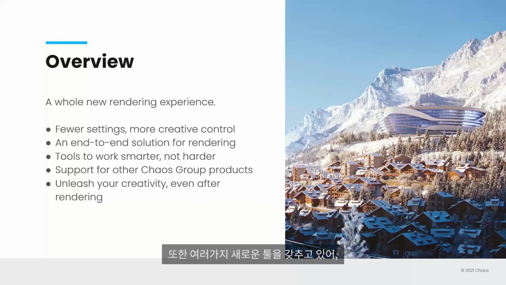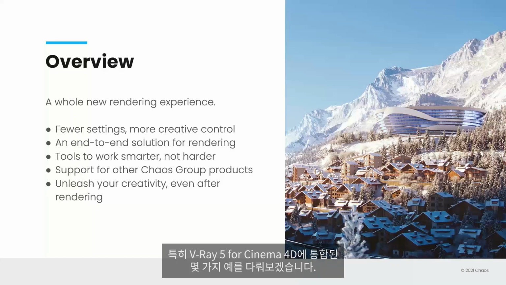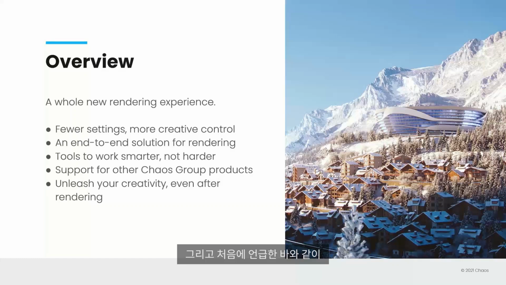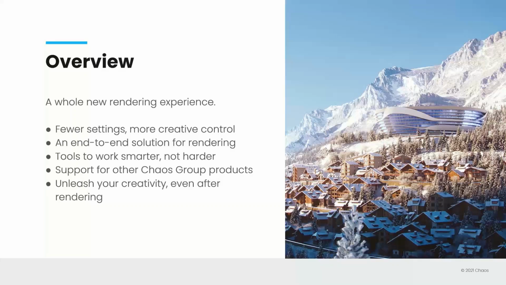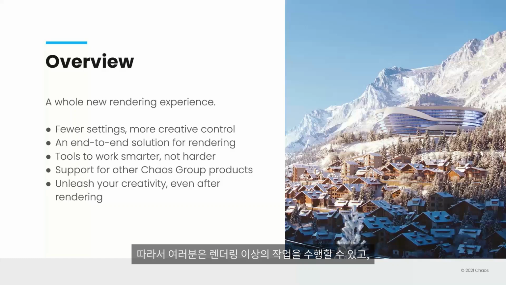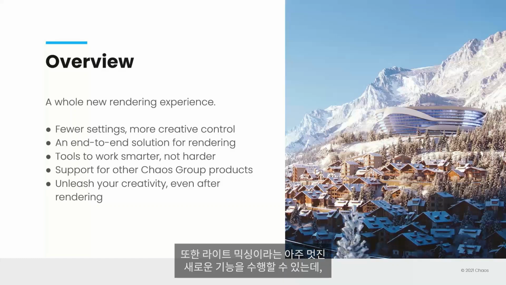We've also introduced a bunch of new tools to make it so that you can work smarter rather than harder, and in particular, speed up your workflows and just make it so that, again, you're not having to tweak as many settings, but can just focus on getting some nice looking results. And as always, we're always trying to introduce support for more Chaos Group products. So in particular, we're going to touch on some examples that we've integrated in V-Ray 5 for Cinema 4D specifically. And of course, as I mentioned in the beginning here, a big focus is on post-processing with V-Ray 5. So we've made it now so that you can do more than just rendering, and we'll touch on how you can do compositing with the new V-Ray 5 frame buffer and do a really cool new feature called light mixing, which will allow you to edit and work with your lights even after you've rendered.